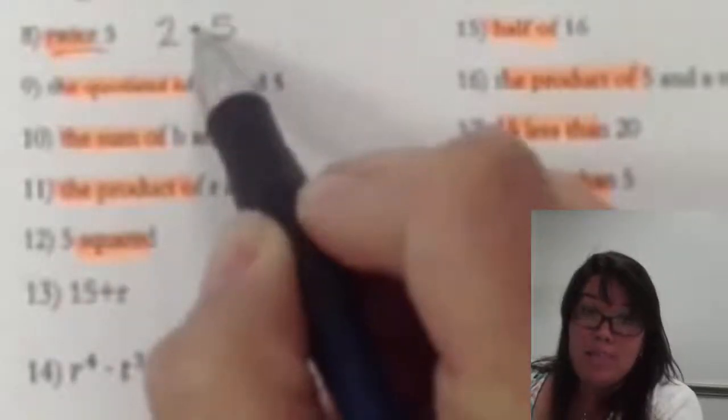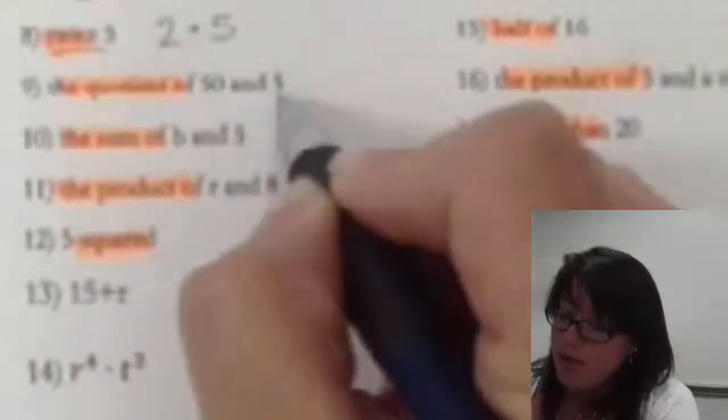Twice 5. Well, that means I have 5 twice, so I can write that as 2 times 5. And in algebra, we use this little dot for multiplication. Or you can use an x, but x becomes a variable, so it gets very tricky. The dot's the best way to go. Then for number 9, we have the quotient of 50 and 5. Quotient is a division word, so I'm going to take 50 divided by 5. And that sets me up for that one.